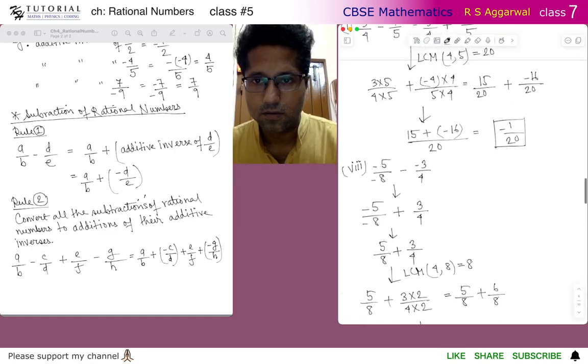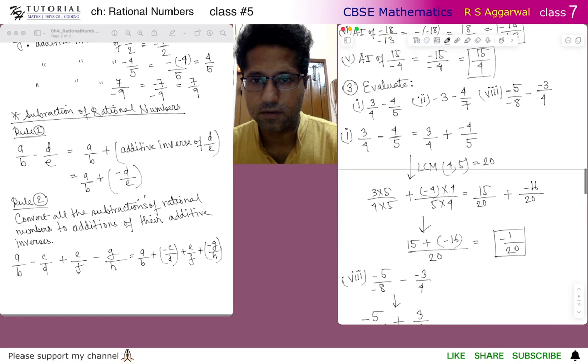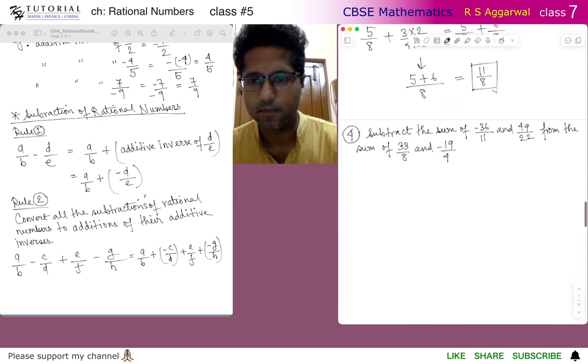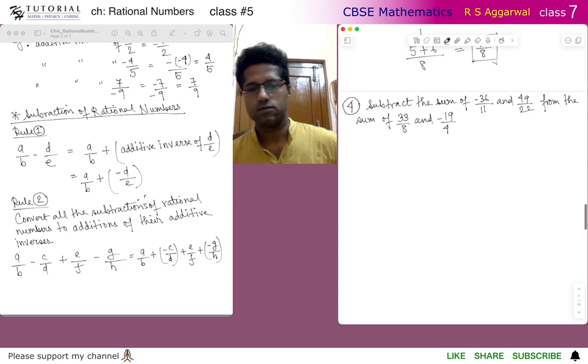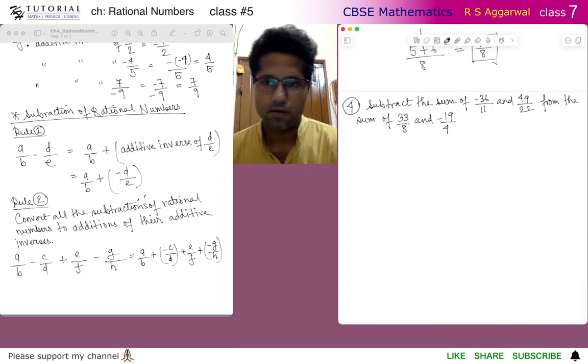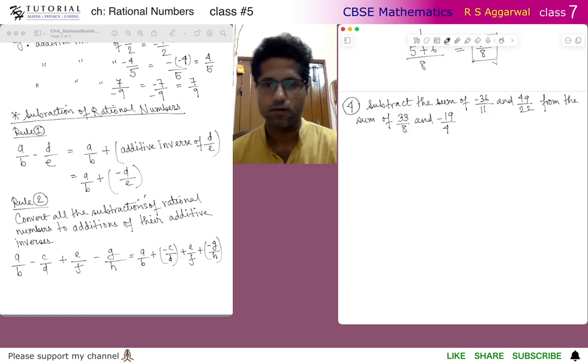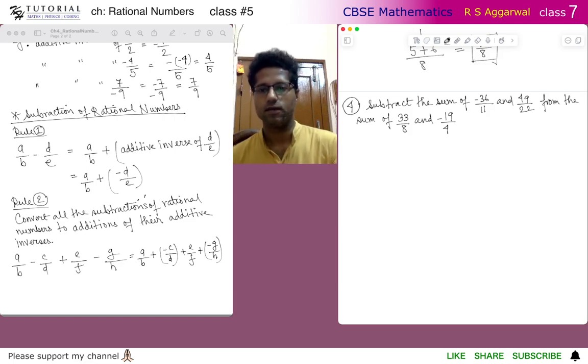Okay. So problem number 3 is complete. What is problem number 4? Problem number 4 says subtract the sum of minus 36 by 11 and 49 by 22 from the sum of 33 by 8 and minus 19 by 4.